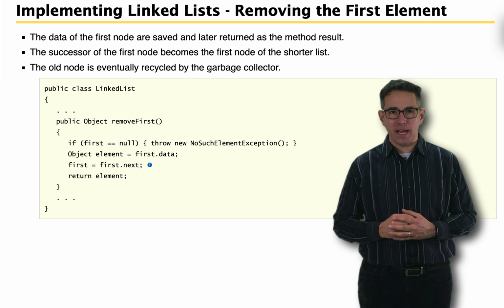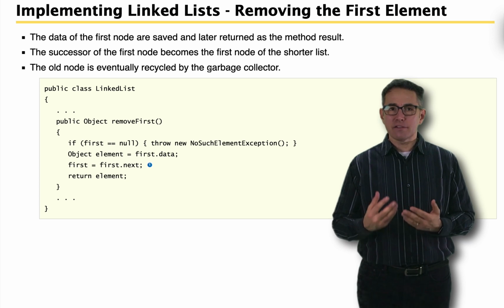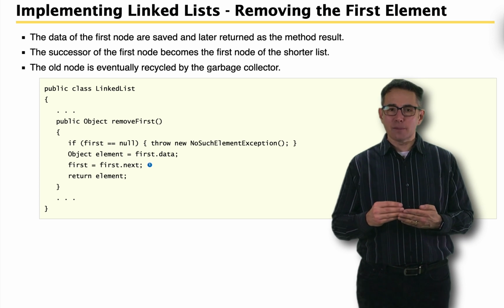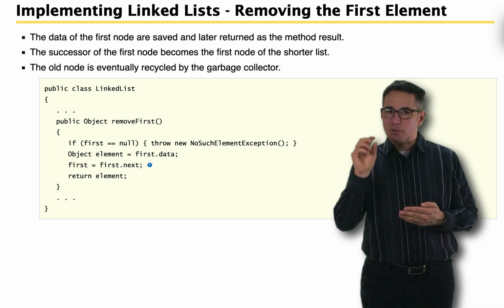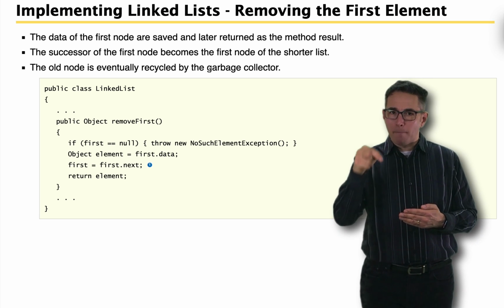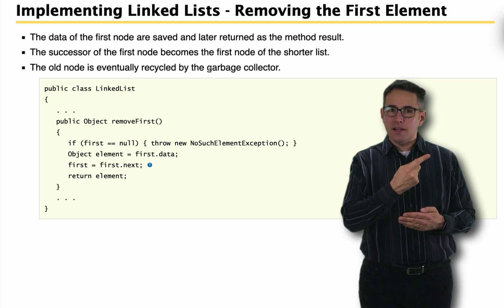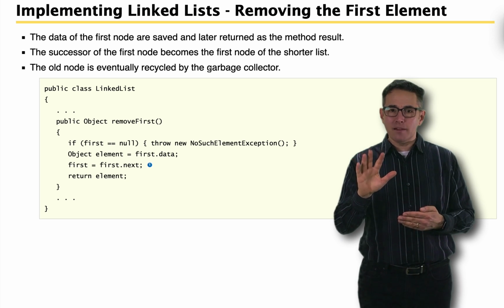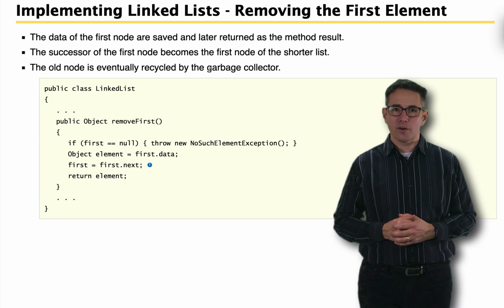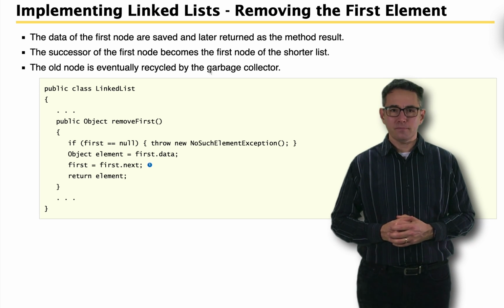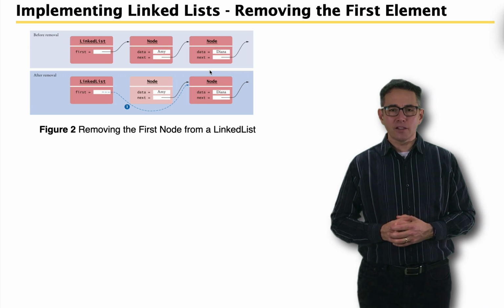How do we patch up the chain? Well, the linked list first reference now needs to point to what the first.next used to point to. So we're going to step through that chain, we're going to bypass that first element, and then once we've bypassed that element, we're just going to return the data that was stored in our first node. Here's an example of what that looks like.